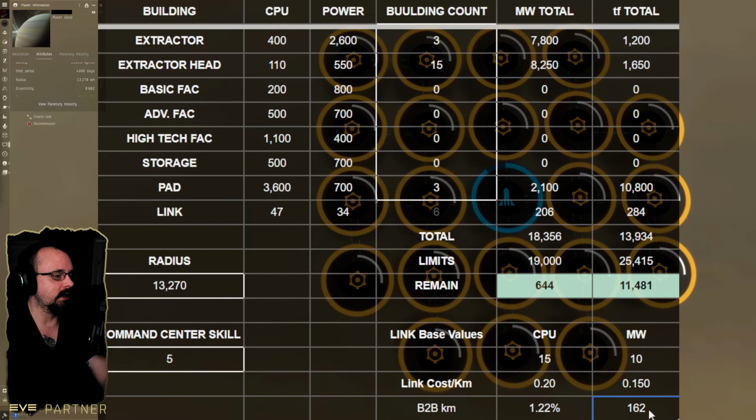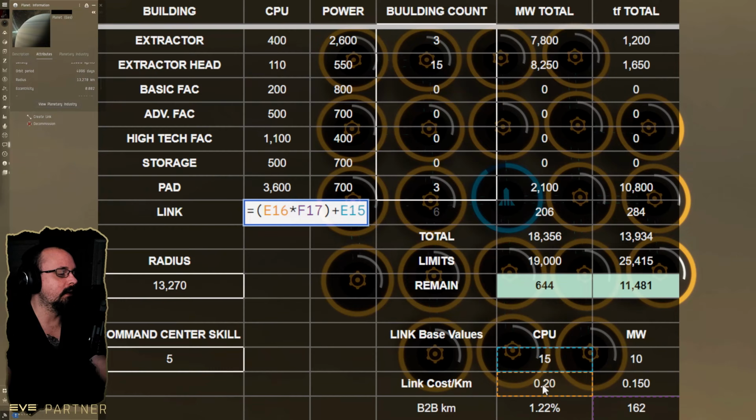So essentially to get this number, as you can see here, I have the 1.22%, and then you want to multiply it by the radius of the planet to get the minimum building to building kilometer. Now, the rough estimate for CPU cost per kilometer is 0.2. So for every kilometer in distance that you go up, the CPU cost is going to go up by 0.2. And then for the power, for every kilometer distance, you're looking at 0.15.